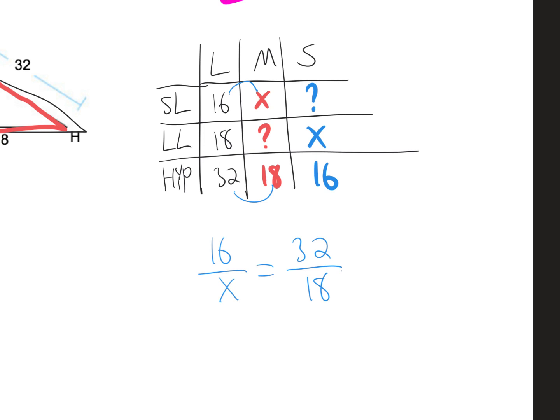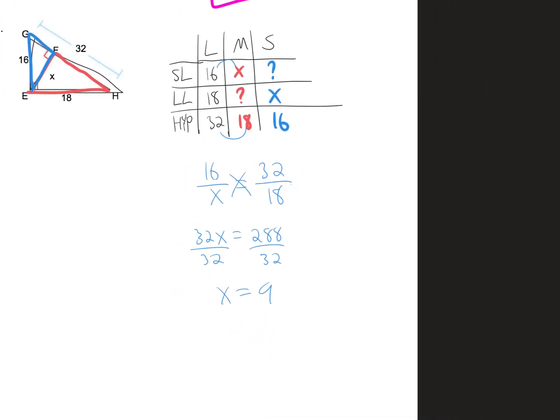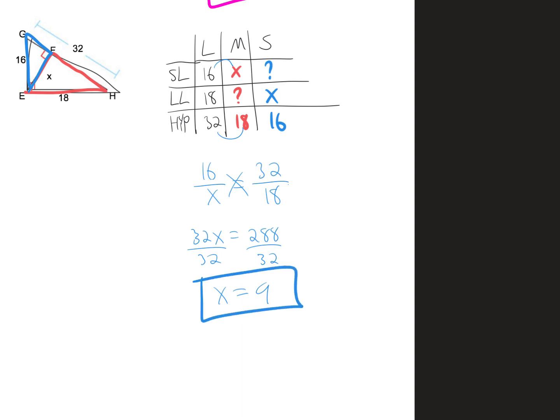And then we cross multiply. We're going to get 32x equals, multiply those together, 288, divided by 32. x is going to be equal to 9. All right, sounds good. We're just solving for missing lengths here.